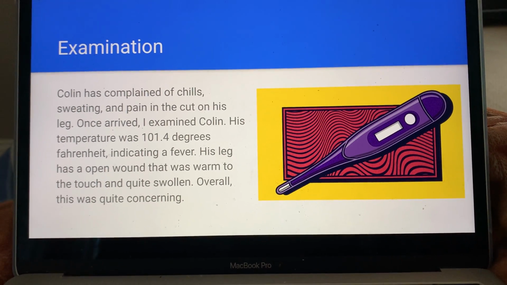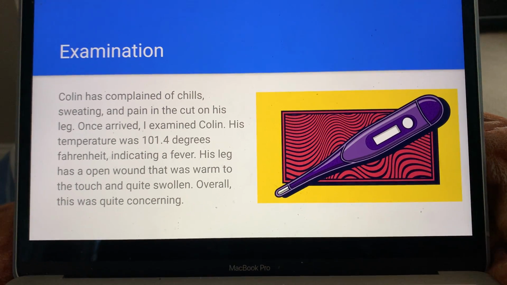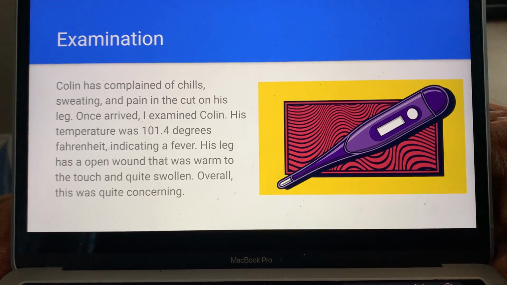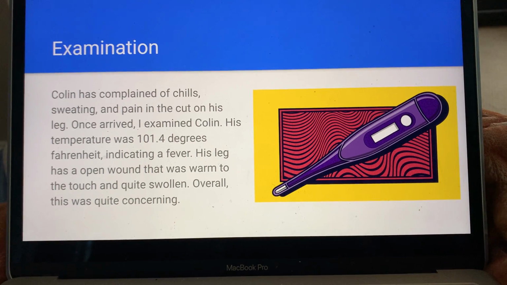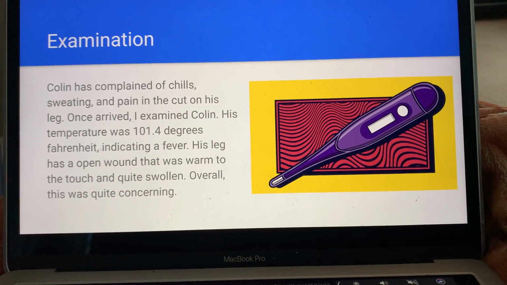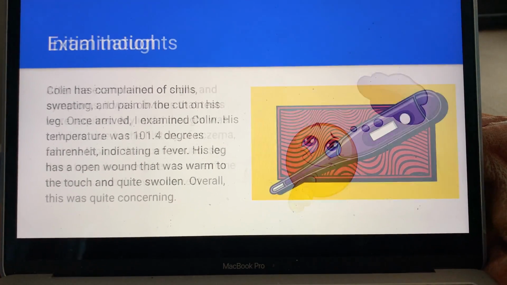Upon examination, he had some different signs and symptoms. He's been complaining of chills, sweating, and pain in the cut on his leg. So those are some symptoms. Once he arrived, I examined him. His temperature was 104 degrees. That's definitely a sign, and it indicated a fever. His leg had an open wound, and it was warm to the touch and quite swollen, another sign. Overall, this was quite concerning.